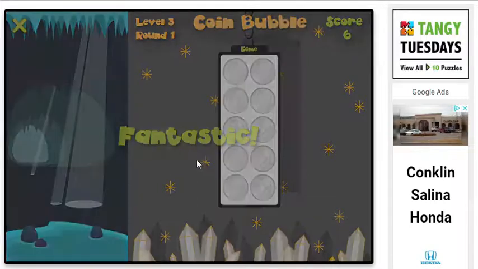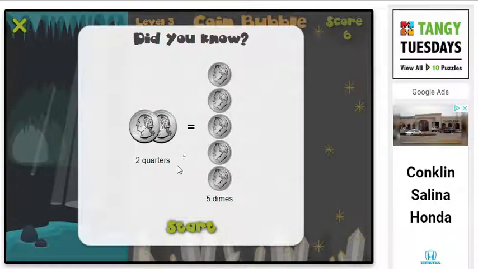So now that we've done that, like in 10 Frame Mania where we unlocked a fill 5 or a fill 10 or whatever else, we have now unlocked a fill 2 quarters or a fill 50 cents, and they've given us the conversion factor here. 2 quarters is the same as 5 dimes. So now if we want to be a little bit more efficient, we're going to be able to click on this 2 quarters thing here.